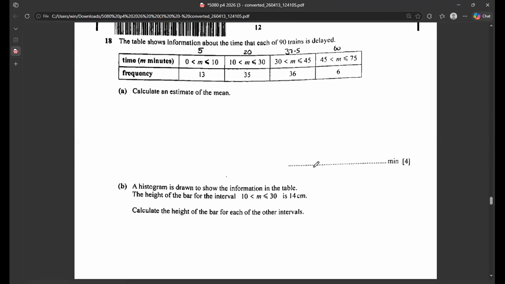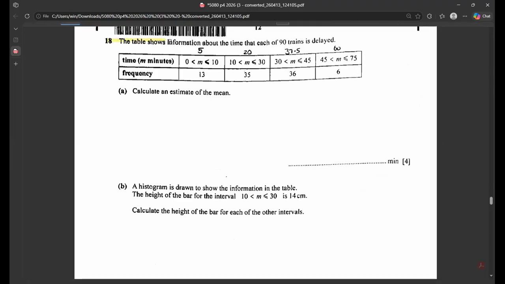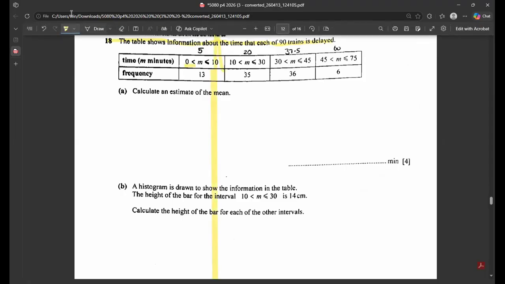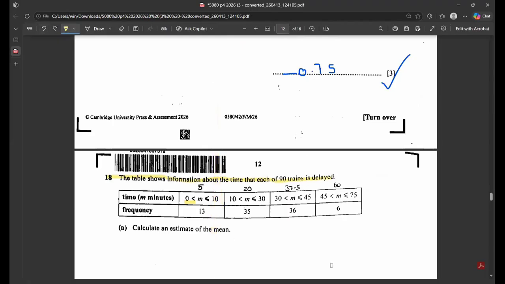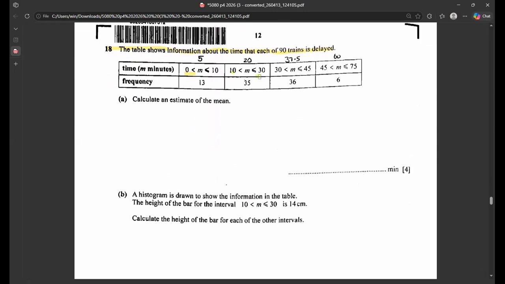Here we have a table, and this question, number 18, shows information about the time each of 90 trains is delayed. From 0 to 10 minutes, there are 13 trains delayed, from 10 to 30 minutes there are 35 trains, from 30 to 45 there are 36 trains, and from 45 to 75 there are 6 trains. Calculate an estimate of the mean, for which we have to get the midpoints here.